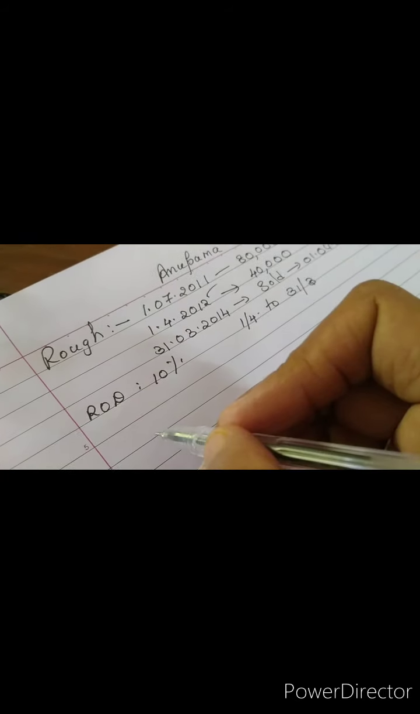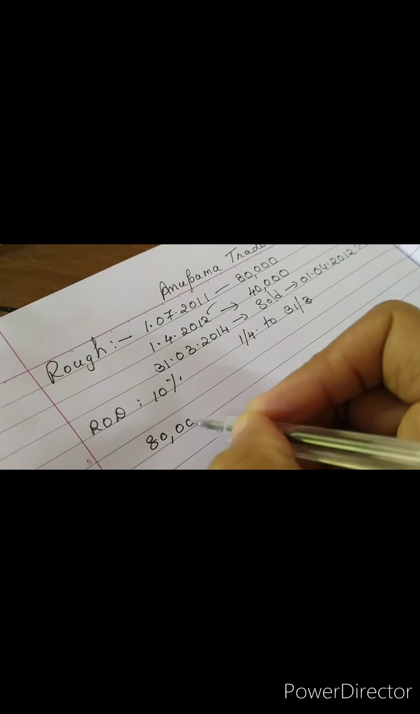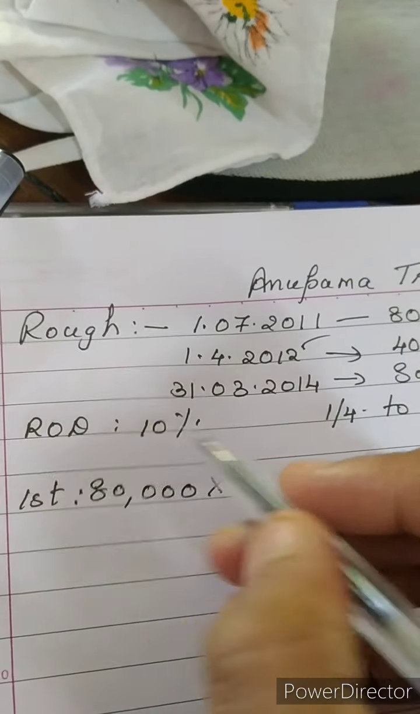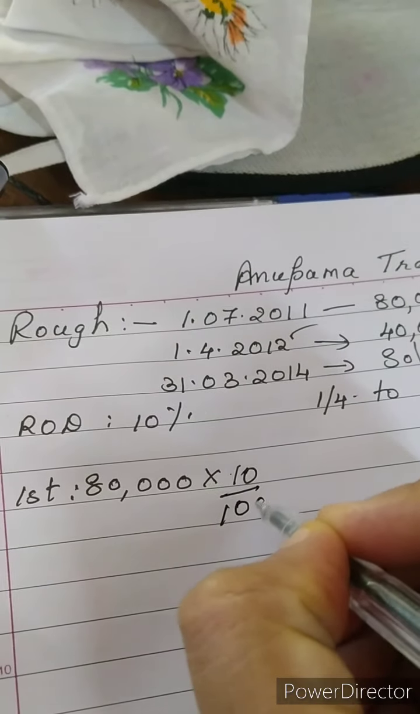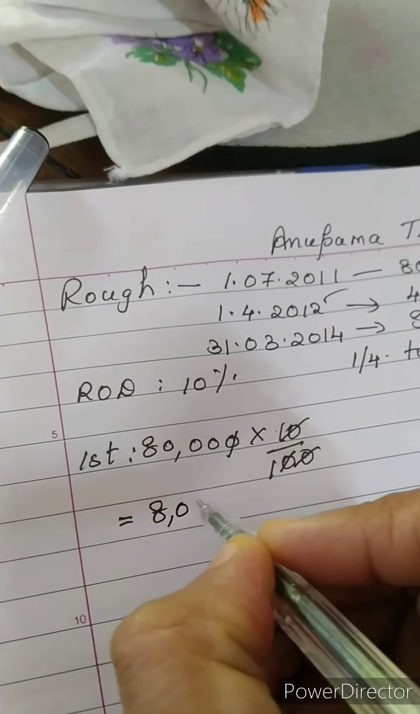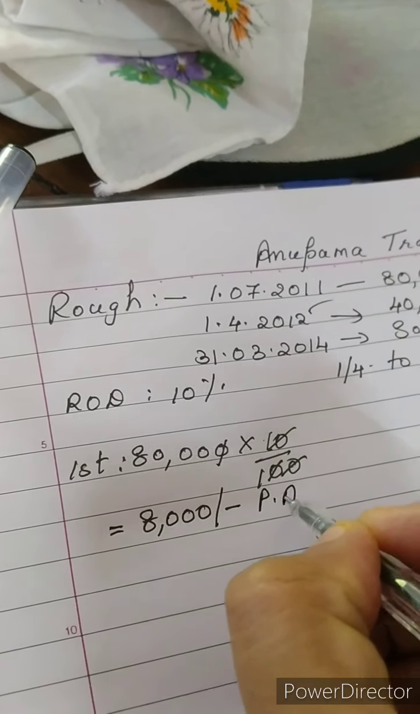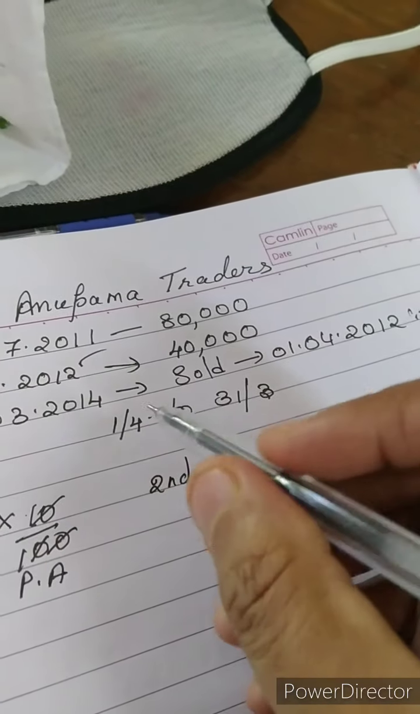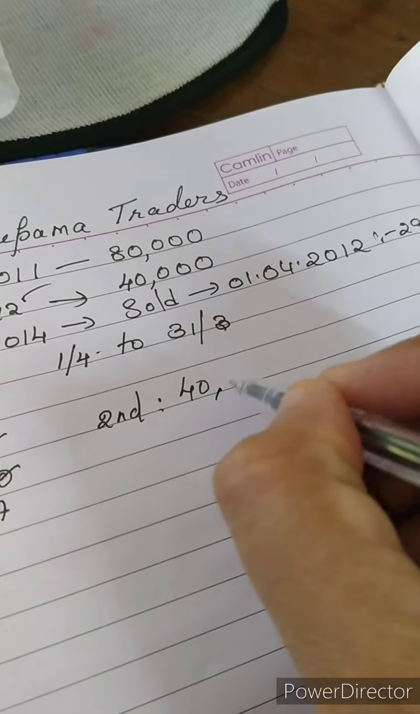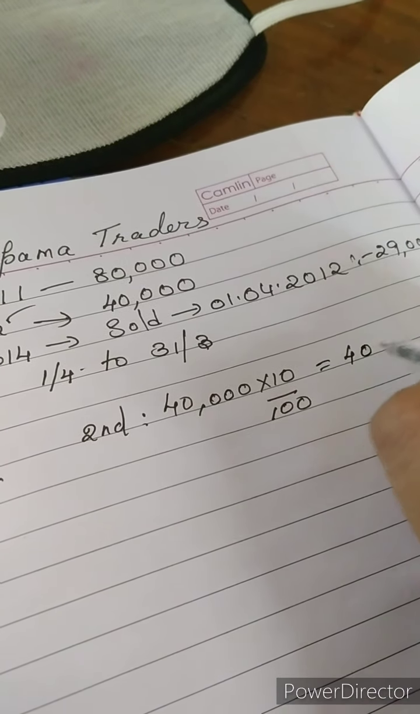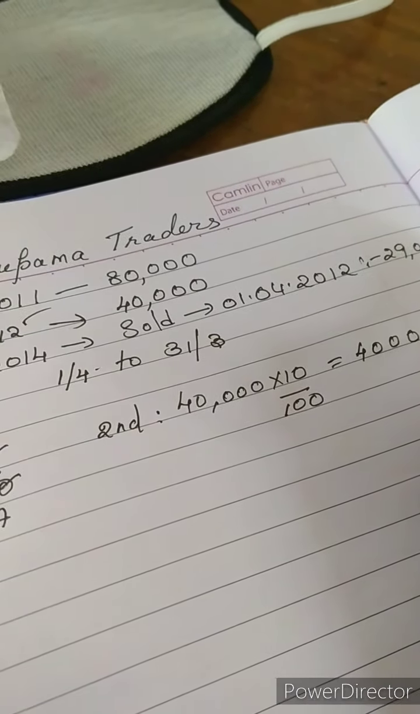Alright. Let us calculate depreciation first. Rate of depreciation is given. First machinery is of 80,000 rupees. We will multiply it with the rate of depreciation, that is 10 by 100. Cancel the zeros in numerator and denominator. So on the first machinery, you have to charge 8,000 depreciation per annum every year. Now let us look at the second machinery, which was bought for 40,000. Rate given is 10%. So 40,000 into 10 by 100, you will get 4,000. So the depreciation to be provided on the second machine for the accounting year April to March is 4,000 per annum.